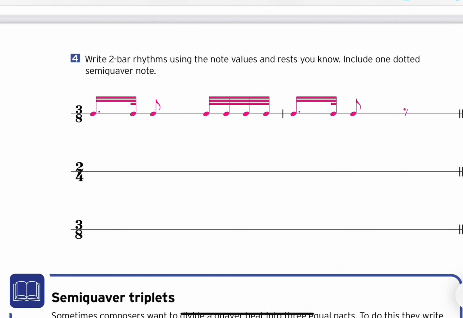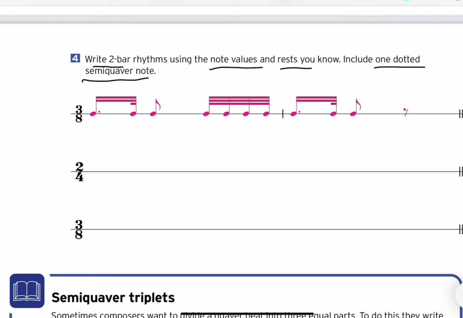Hello friends, welcome back to my channel. Today we are going to do question number 4 from our previous topic, which was the note values and the rests. So in this one, today we have to write a 2-bar rhythm using the note values and rests we know, and include at least one dotted semiquaver note.